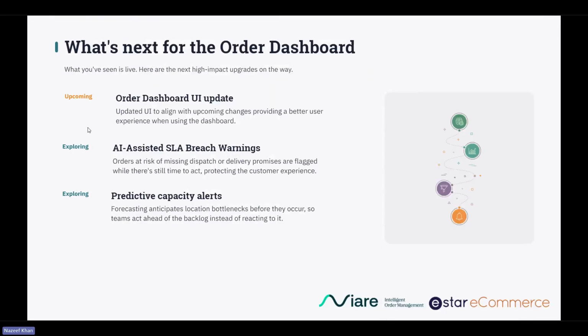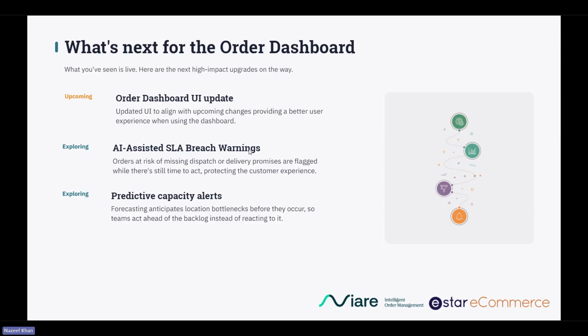The next thing on here, a couple of things that we're exploring now that we're looking at AI stuff. So, AI assisted SLA breach warnings. We understand that these pages aren't something that you might have open all the time. So with our roadmap item of AI assisted next step recommendations, we will also do the AI assisted SLA breach warning. So you will get a warning around orders that are at risk of missing dispatch or delivery promises, and they'll be flagged while there's still time to act. So you'll be protecting that customer experience.